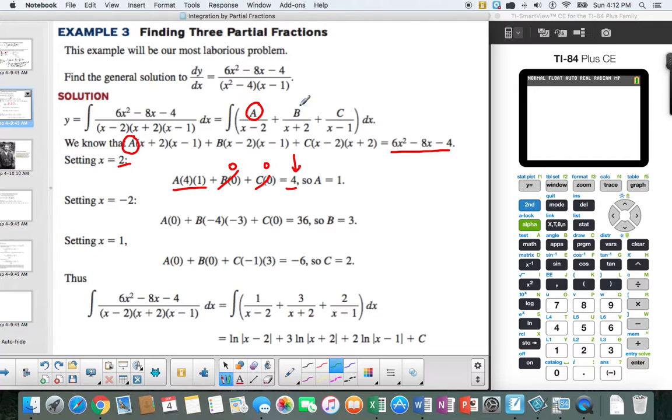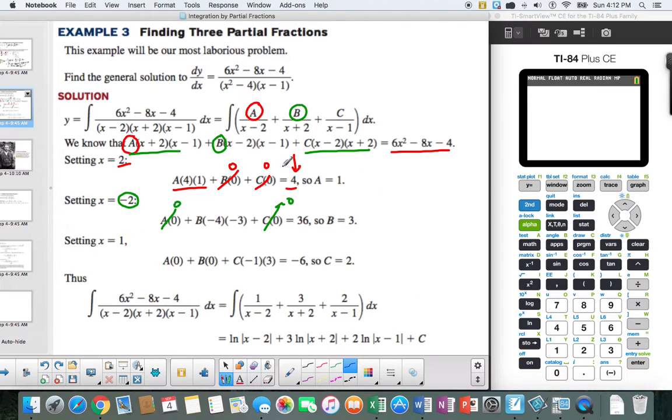If I want to solve for B, I'm going to let x equal -2. That's what will make the denominator go to 0. Now when x is equal to -2, this expression is going to go to 0. This expression right here will become this, and this expression right here will go to 0. And if I put -2 into here, I'll get 36. Then it's a matter of working with this expression and 36, and we'll get B equal to 3.